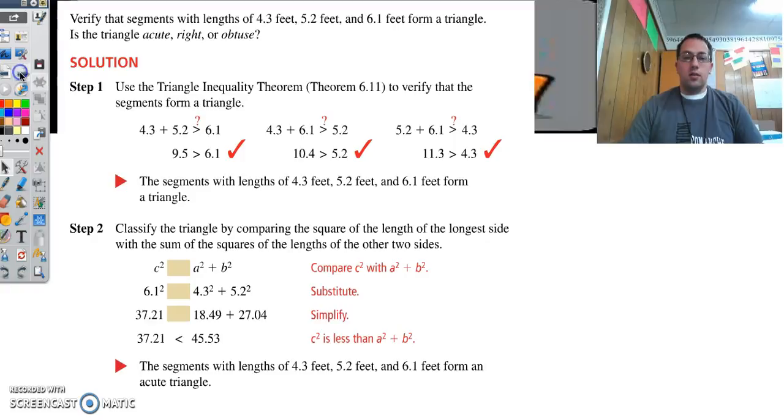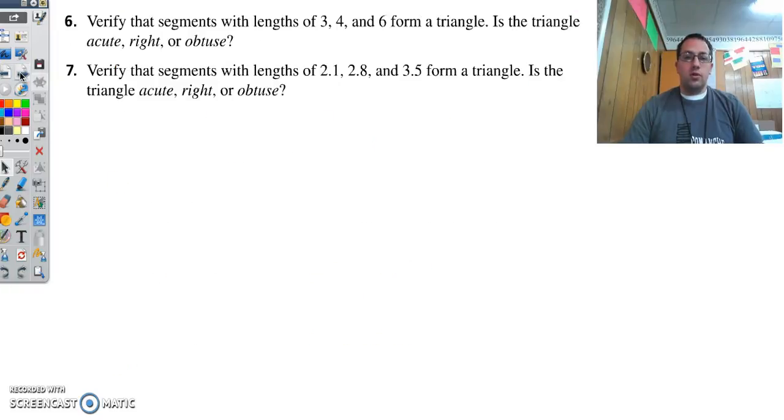All right, so we have an acute triangle. Let's take a look at this. We have two here for you to do. 3, 4, and 6, and then 2.1, 2.8, and 3.5. So what I want you to do is pause the video, work both of these out, and then come back and see how you did.